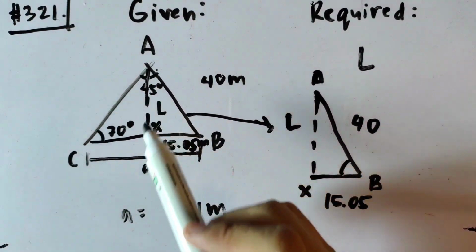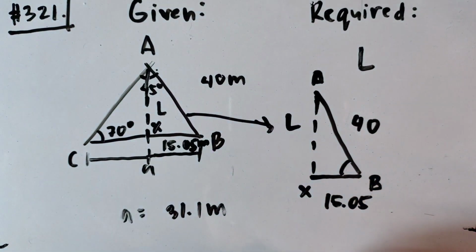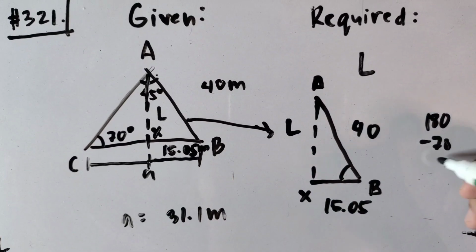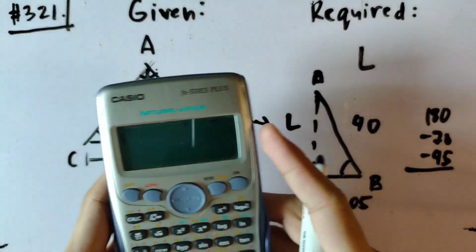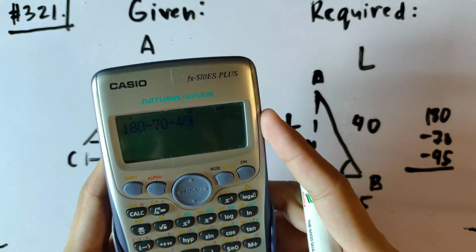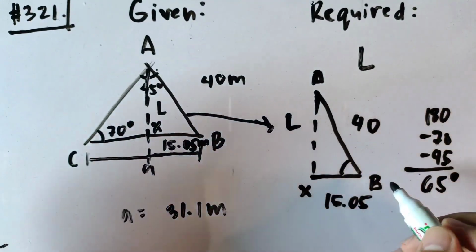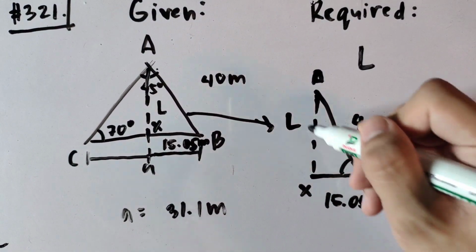So, since meron tayong 180 sa isang triangle, 180 minus 70 minus 45. Meron tayong 65 degrees sa angle B. 65 degrees ito. So, buuin na natin ito.